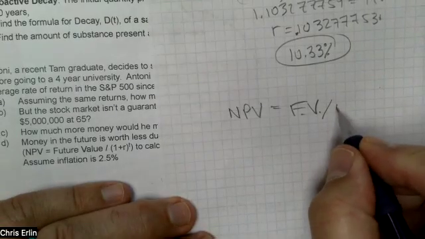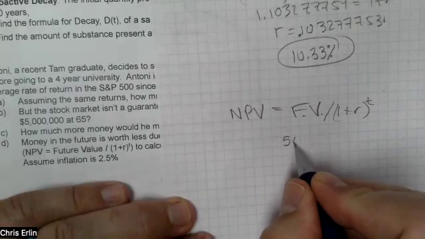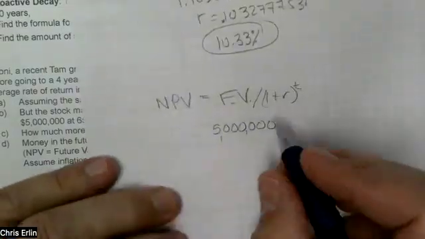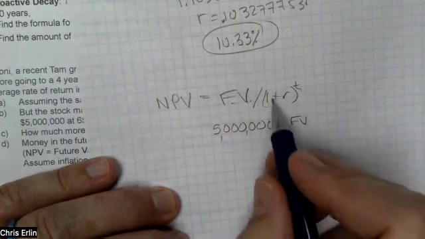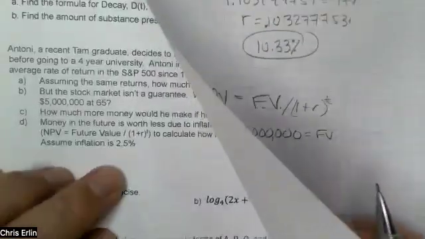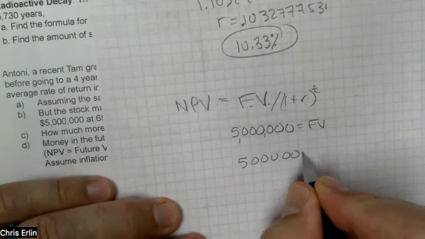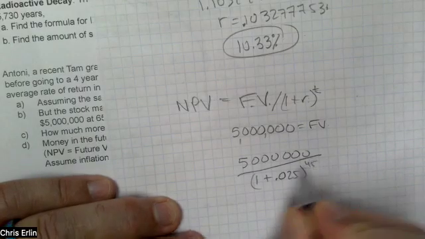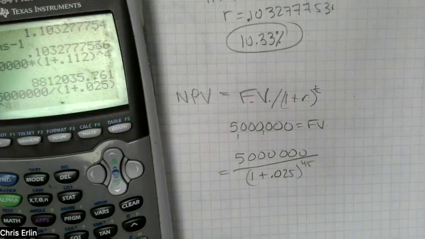So if I take the future value divided by 1 plus r to the t, in other words, I'm taking this $5 million future value and saying how much is that worth in today's dollars, assuming there's an inflation rate of 2.5% over 45 years. So I'm going to take $5 million, divide it by 1 plus 0.025 raised to the 45 years.